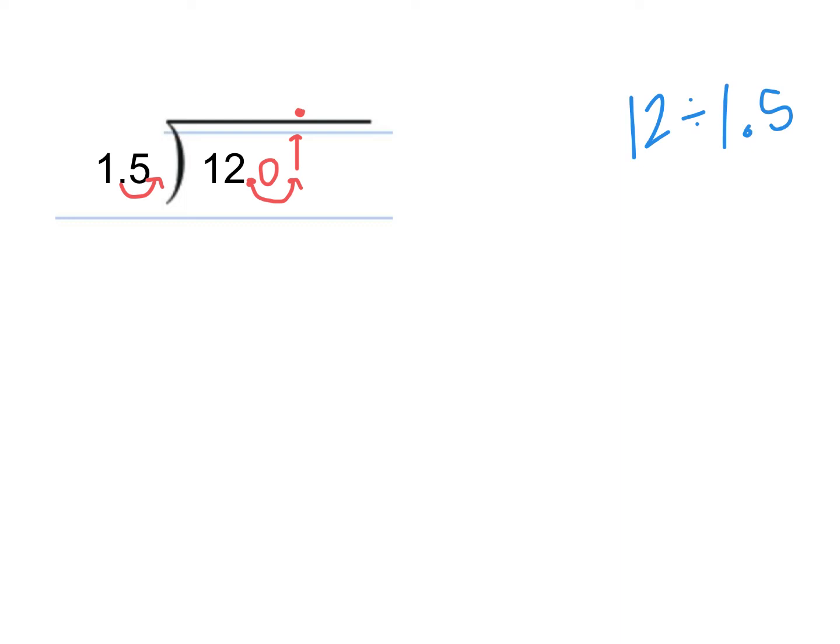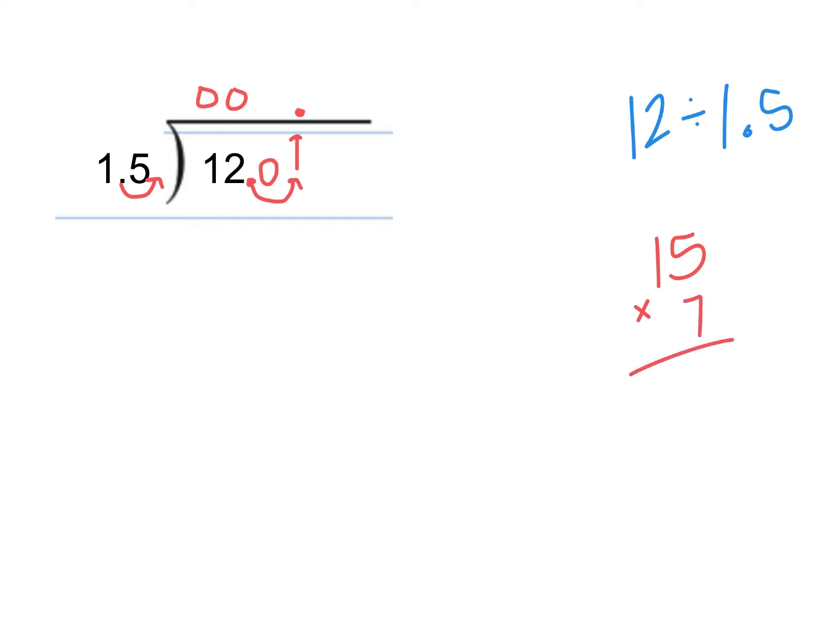It can't go into 1, so I put a 0 there. 15 does not fit into 12, so I fill in with a 0. Now I got to figure out how many times does 15 go into 120. I don't know off the top of my head. I could use my multiplication chart. Follow the 15s down and see, or we could do some multiplication off to the side. I know 10 times would be 150.